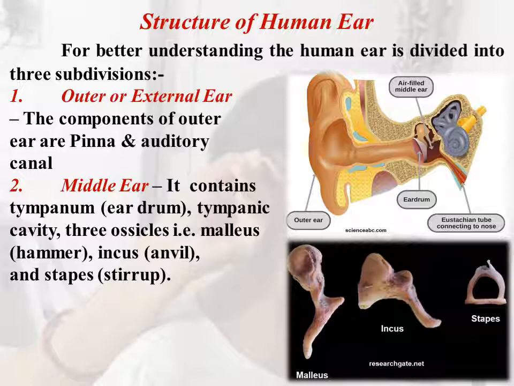The names are malleus, which is the shape of a hammer, so it can also be called the hammer; incus, which is the shape of an anvil; and stapes, which is the shape of a stirrup. So these are the five components: three ossicles, one tympanic cavity, and one tympanum or eardrum. All five components together make your middle ear.